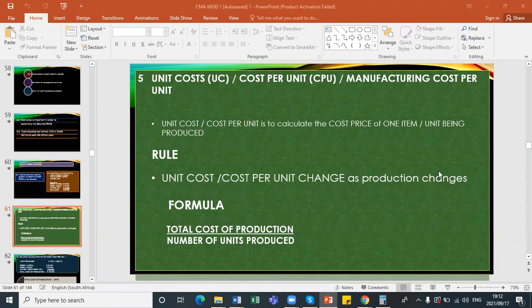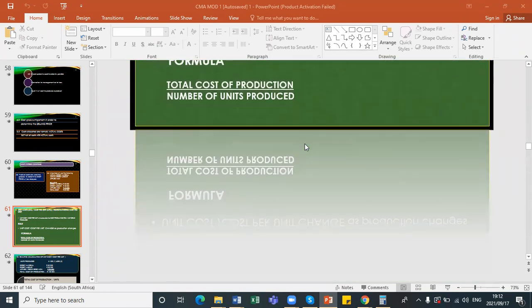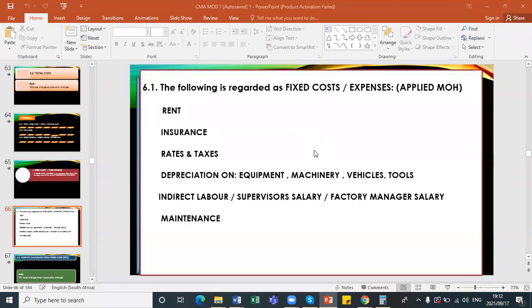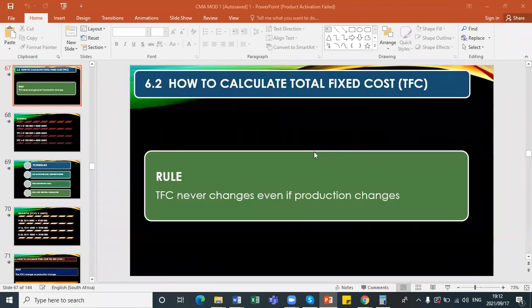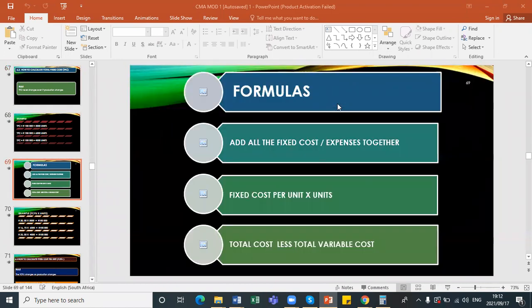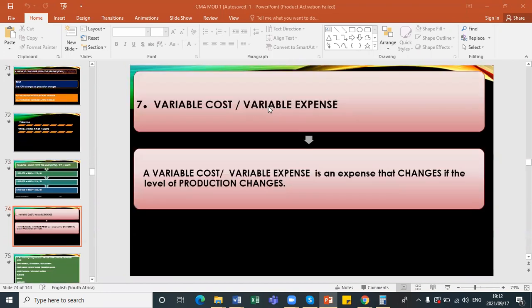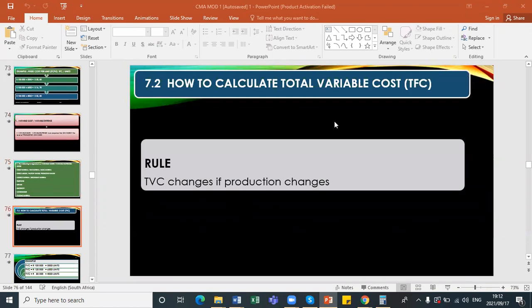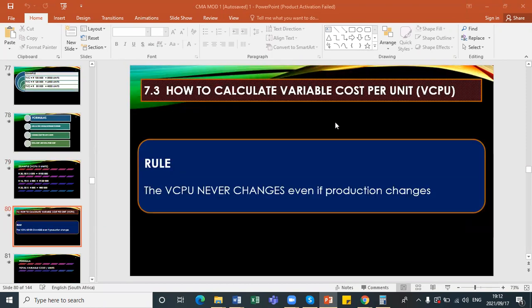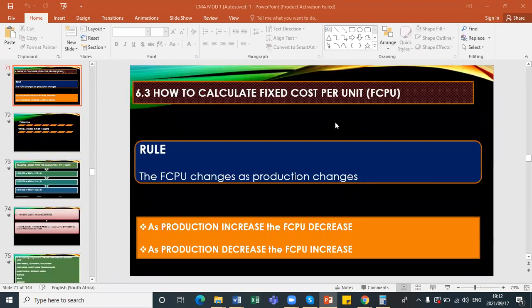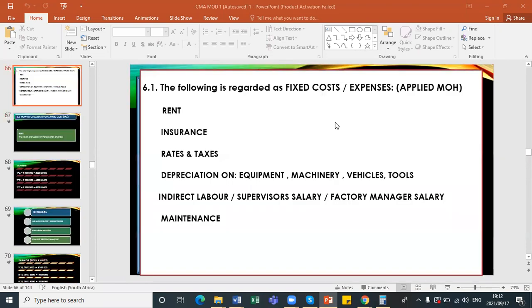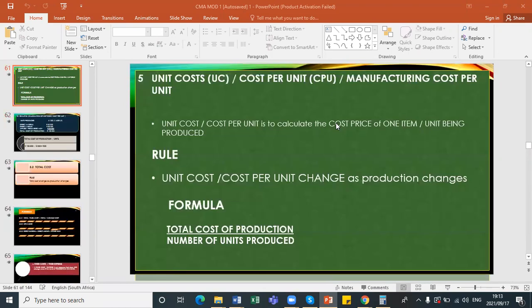There are more calculations, but we are going to focus on the first 6, which is unit cost, total cost, total fixed cost per unit, total variable cost, and variable cost per unit. Now we're going to start with the cost per unit. I'm just briefly going to go through it to refresh you and to use it for revision purposes. Now we're going to look at unit cost.